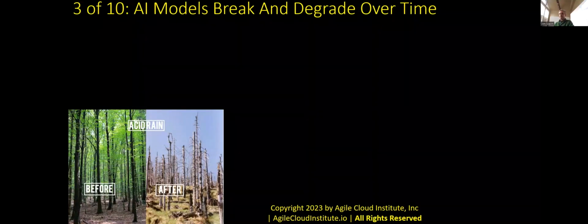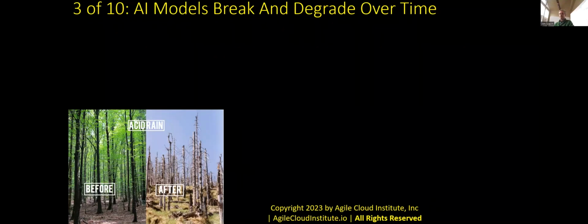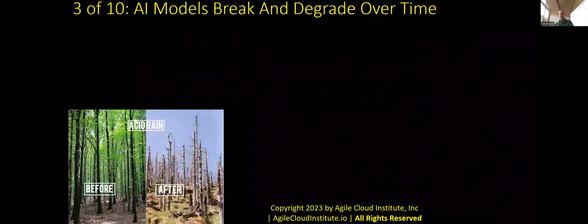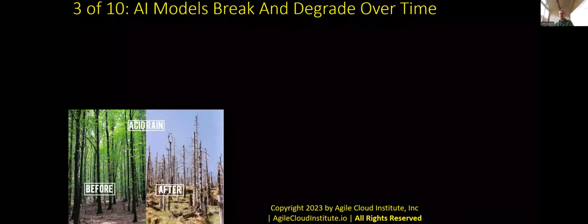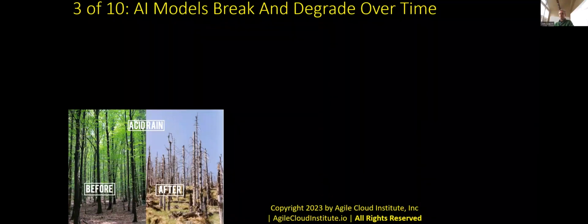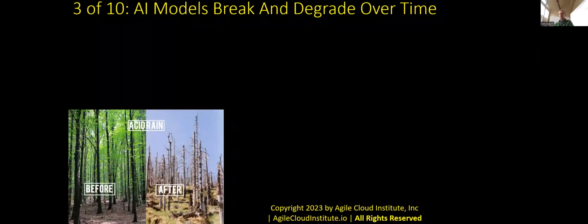If you deployed an automated system to interact with the green forest that is shown in the before photo, then your automated system would become completely irrelevant after the same forest was destroyed as shown in the after photo. The context in which AI models operate can change just as drastically, and the changing context can cause AI models to break or degrade over time.